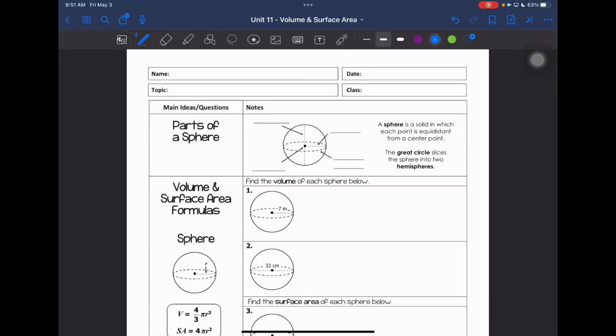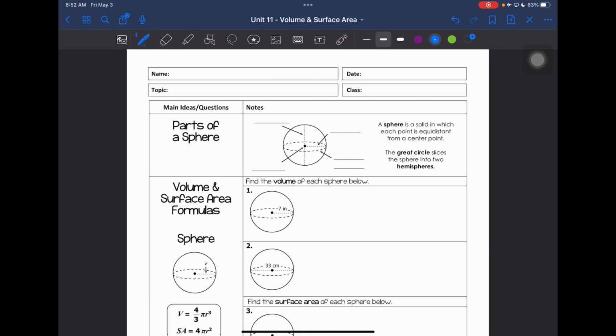Hello, so we are now on 9.9. Last lesson, 9.8, was just like a review of all the different formulas for volume and surface area that we've talked about. And we've talked about almost all of the 3D shapes. The only one that we're missing so far is a sphere. So that's what this lesson focuses on.